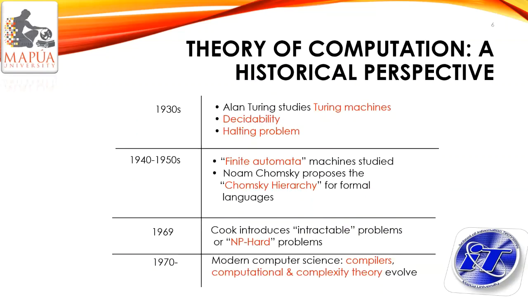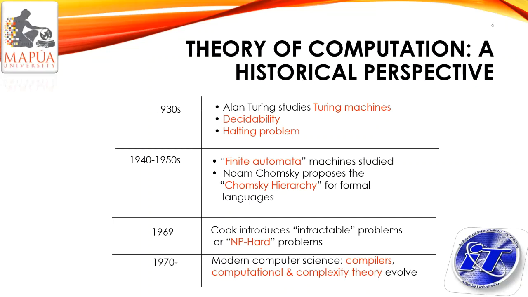Aside from Alan Turing, in the 1940s and 1950s, finite automata was being studied. One of the scientists that studied finite automata is Noam Chomsky. He proposed the Chomsky hierarchy for formal languages, which will be discussed in Module 2. In 1969, Cook introduced intractable problems or NP-hard problems. And then in 1970, modern computer science, compilers, computation, and complexity evolved as computers evolved into new technology.